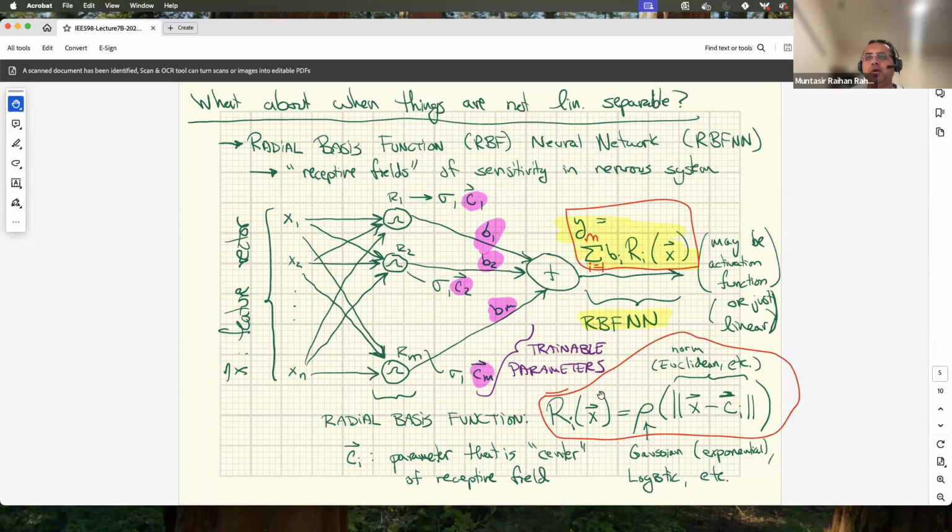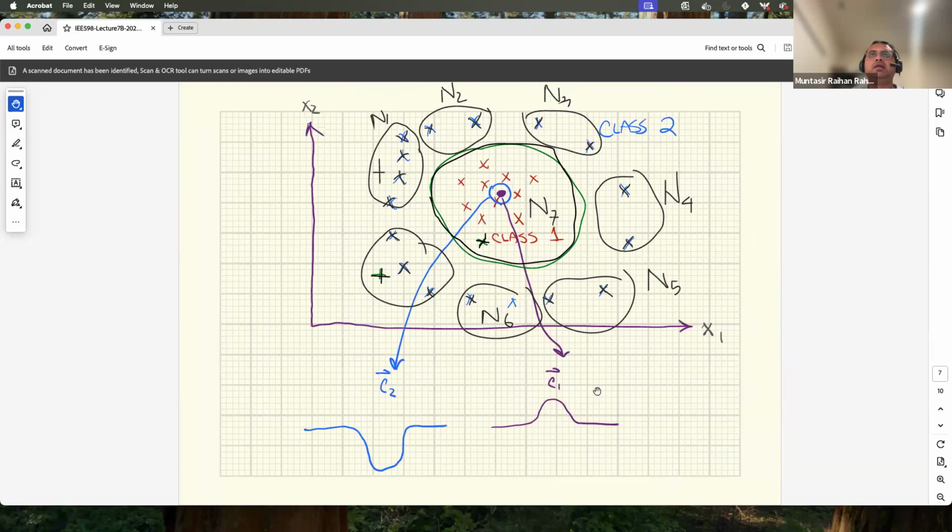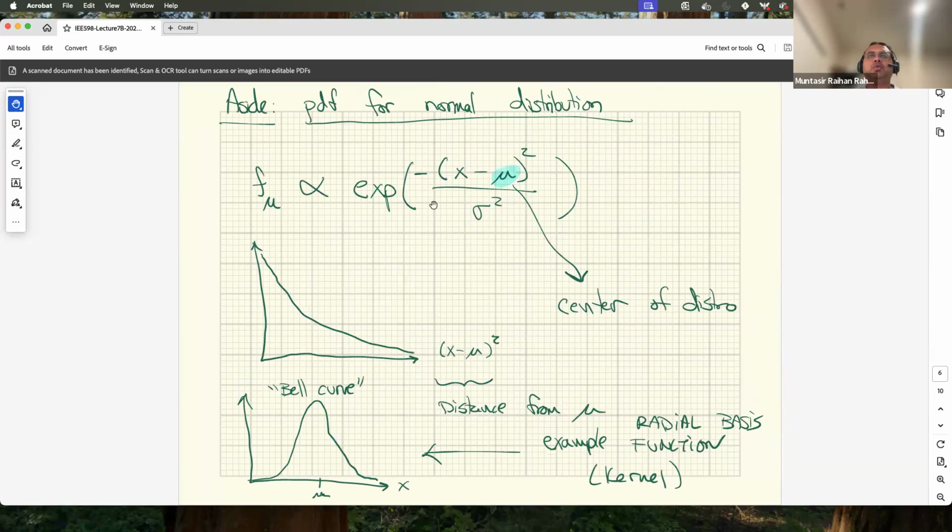Okay, so now we understand that if you have a point that is close to any particular cluster, then only that cluster would output a high value, but every other cluster would output a low value, right? So what type of function would be useful for that? The basic function that we know is the normal distribution function, this bell curve. So how does this bell curve work?